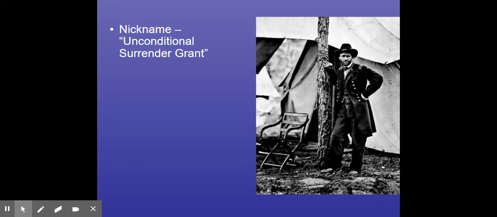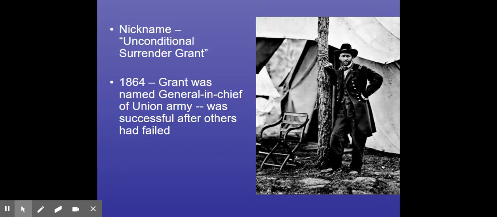So, Grant is a very aggressive and bold commander. He gets this nickname Unconditional Surrender Grant. He is very, very successful in the Western Theater around Mississippi. He gains the attention of Lincoln. Lincoln has a series of bad commanders in the Eastern Theater. So he will bring Grant from the west to the east in 1864 and make him general in chief of the entire Union Army because he is so successful after others have failed.